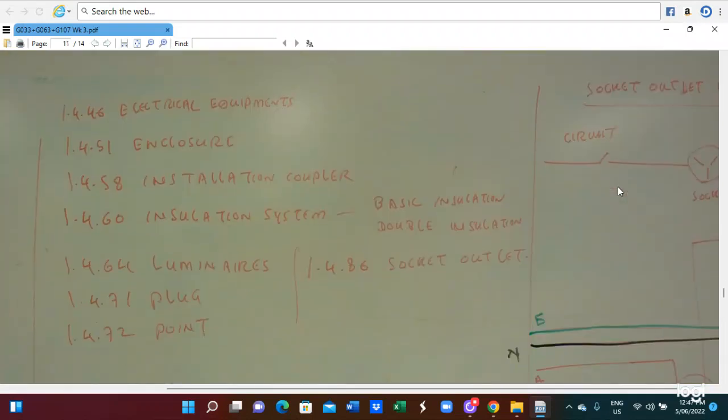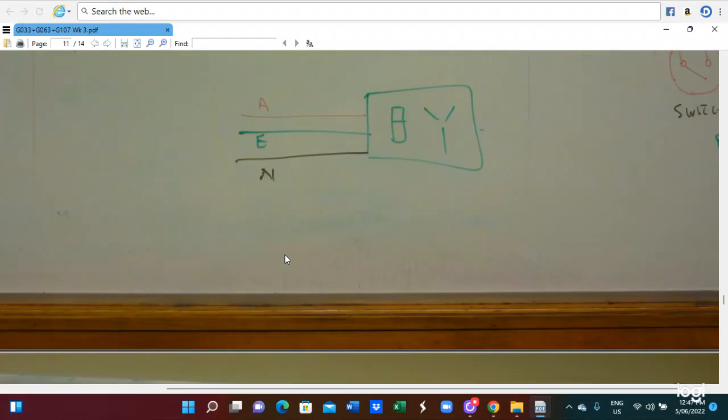And also you have to read up 1x4x46 electrical equipment, 1x4x51 enclosure, 1x4x58 installation coupler, 1x4x60 insulation system, 1x4x64 luminaires, 1x4x71 plug, and then 1x4x72 points. Those things you have to read. So here is a socket outlet connection diagram.